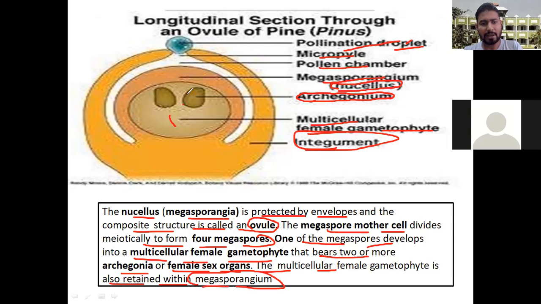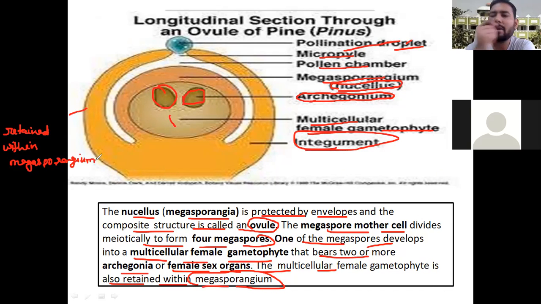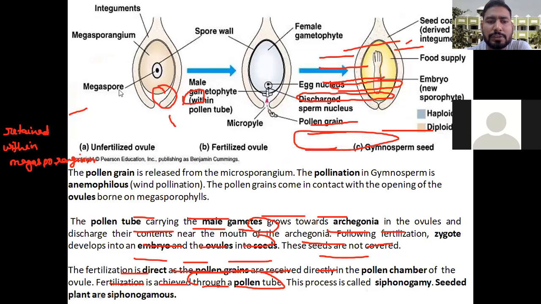The multicellular female gametophyte is also retained within the megasporangium. Just look here, the archegonium is present inside the megasporangium, retained within the megasporangium. Is it fine? Okay, in this way it is found. This is the structure of ovules or megasporangium of the gymnosperm.